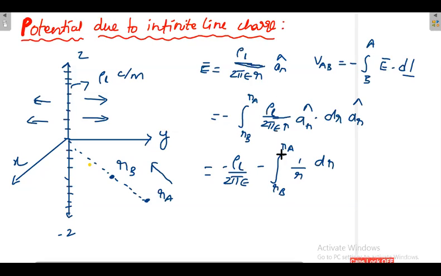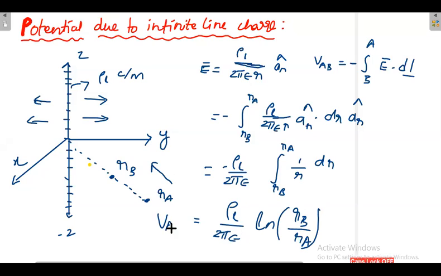Integration of 1 by r is log r. So finally, once you apply the simple mathematics, you will get rho L divided by 2 pi epsilon ln rb divided by ra, after taking that minus into account. This is the voltage VAB. So the final value is in volts.